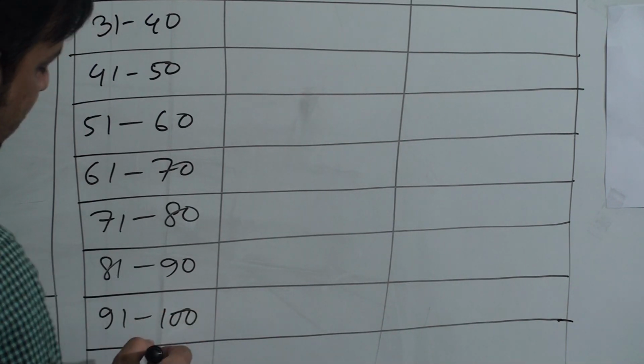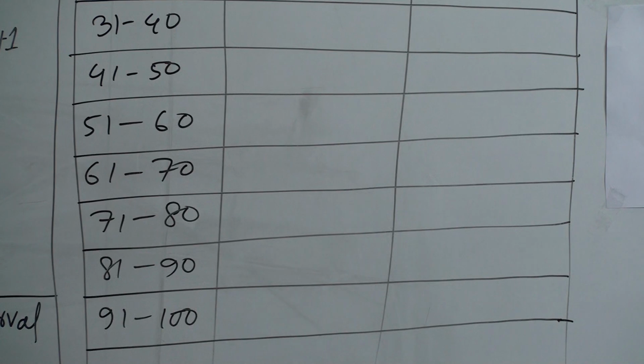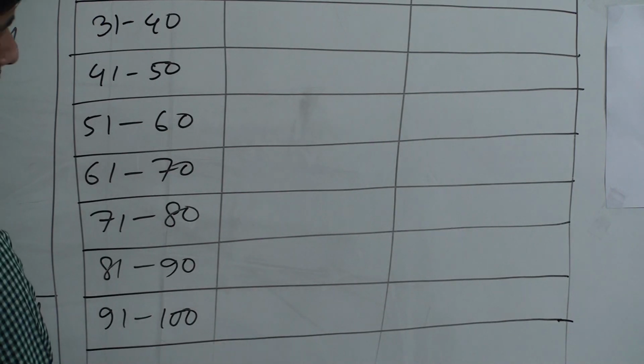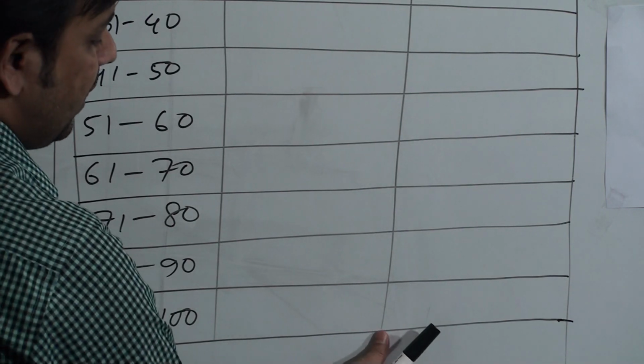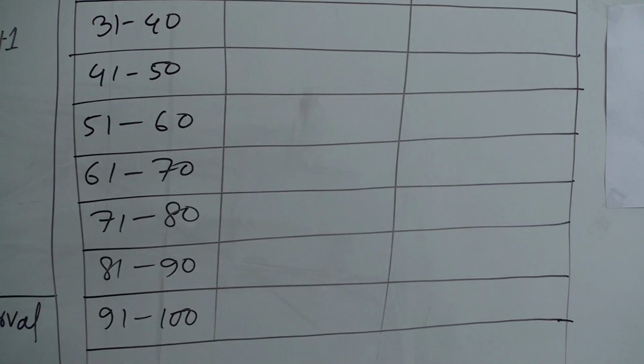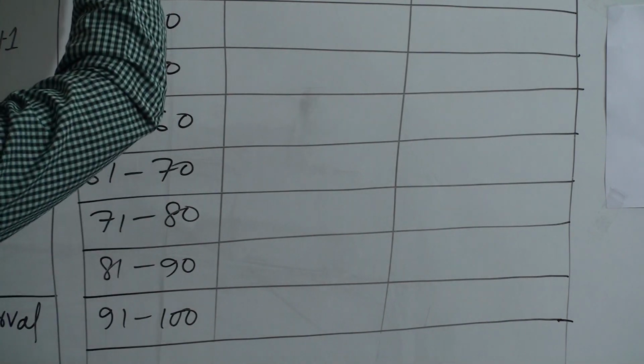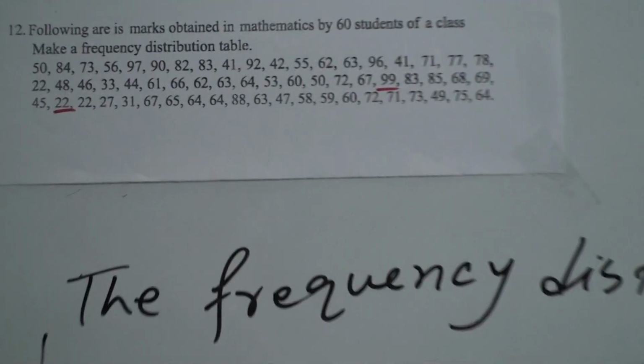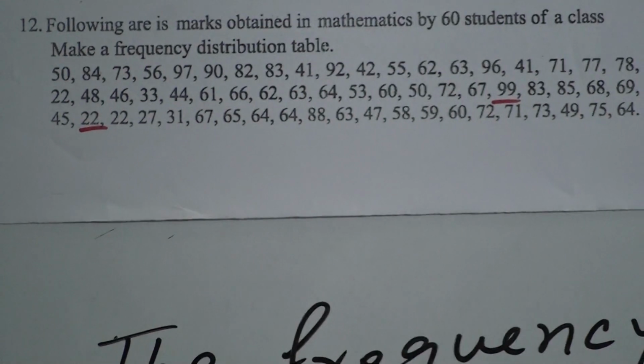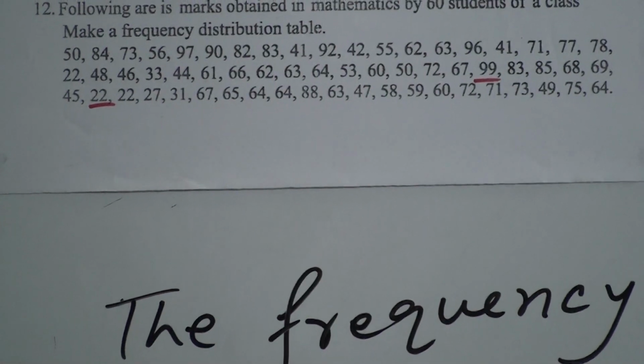Dear students, notice that in these 8 classes our highest number is 100. As the highest number in the given data is 99, it will be included in the last class. So 99 is contained in the last class, and only these classes are needed for the frequency distribution table. Now we can put the tally marks. How can we put the tally marks? We cut one number and see in which class the number is contained, and we put a tally mark there.